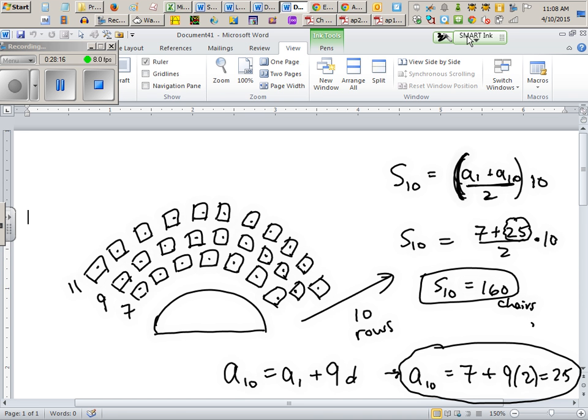So, does everyone understand this problem? It's a very real life type situation, right? You probably could pack more than 11 chairs in there, but I'm just trying to show you the arithmetic case here. Okay, so that's a great practical usage of this. So today all we're trying to cover again is how to find the number of chairs in the 10th row, and the total number of chairs altogether.